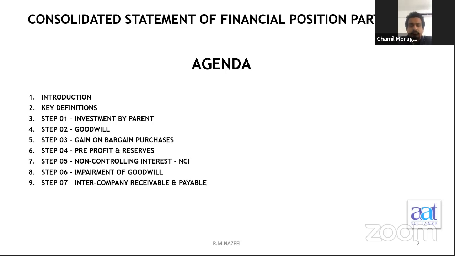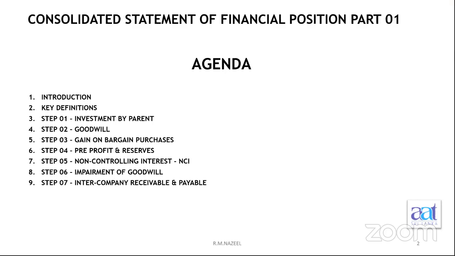For today, I'll be taking you through around 7 steps. In the future, if we continue, we'll take you through the rest of the process. The objective is to understand the basic consolidation part. Step number 1: how we are going to adjust the investment by the parent in the subsidiary. Step number 2: if there is goodwill, how we are going to adjust for the goodwill. Step number 3: if there is gain on bargain purchase, GBP, how we are going to adjust.